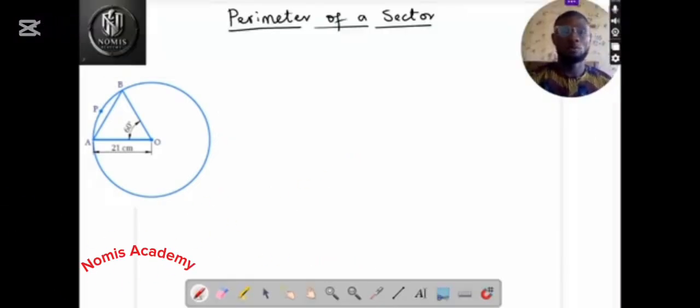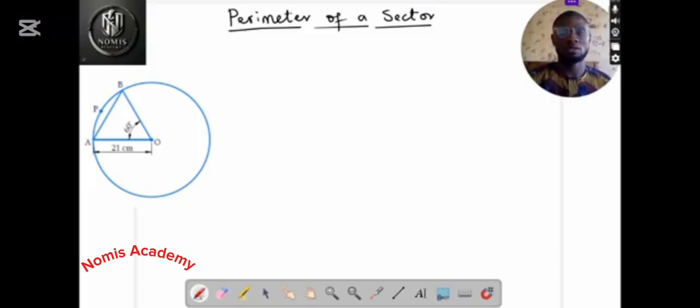This time we'll be dealing with perimeter of a sector. Yes, remember that perimeter is the same as circumference. So we said that perimeter of a sector is the same as circumference of a sector. Remember what a circumference is? For a circle, circumference is the total length of that line that makes that circle. So in the case of a sector, it is the total length of the lines that make the sector.